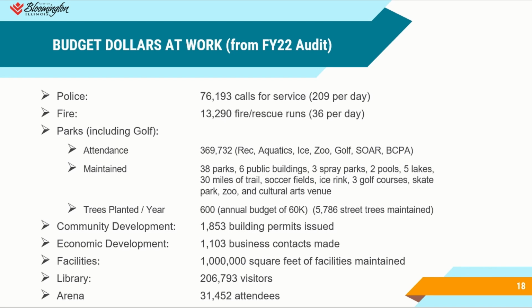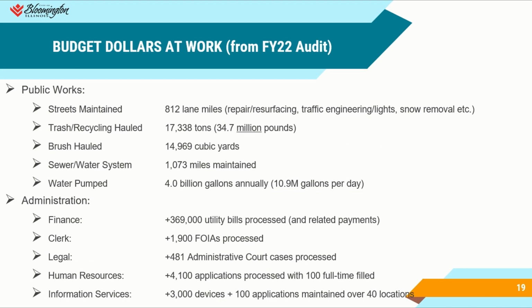They annually plant 600 trees and maintain close to 6,000. Economic and community development have 1,853 building permits issued in fiscal 22, over 1,100 business contacts. Facilities is responsible for over 1 million square feet of maintenance for city property. The library has over 200,000 visitors a year, and the arena had just over 31,000 attend events at the arena. Budget dollars at work continued here.